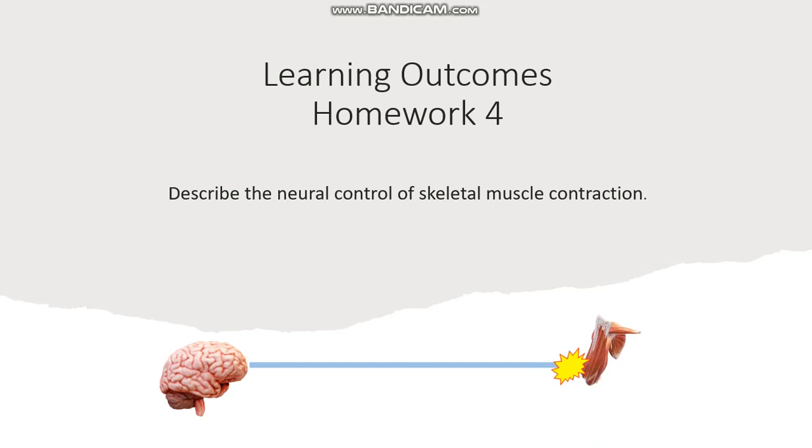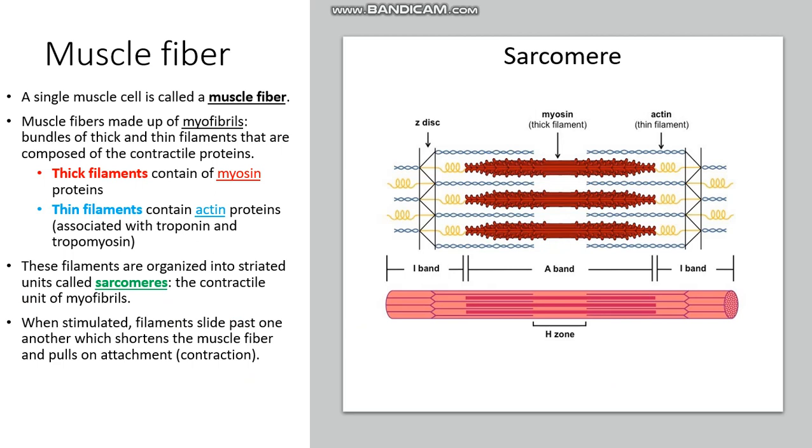So first we'll talk about muscle fiber. This is a single muscle cell. It's composed of myofibrils, which are bundles of thick and thin filaments. The thick filaments contain myosin proteins, and the thin filaments contain actin proteins. These filaments are organized into striated units called sarcomeres. Sarcomeres are the contractile unit of myofibrils. When stimulated, the filaments will slide past one another, overlapping, and this shortens the muscle fiber and causes contraction.